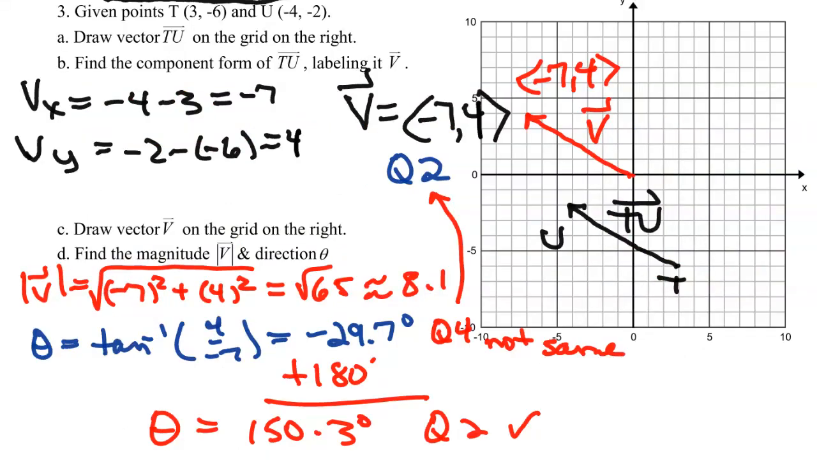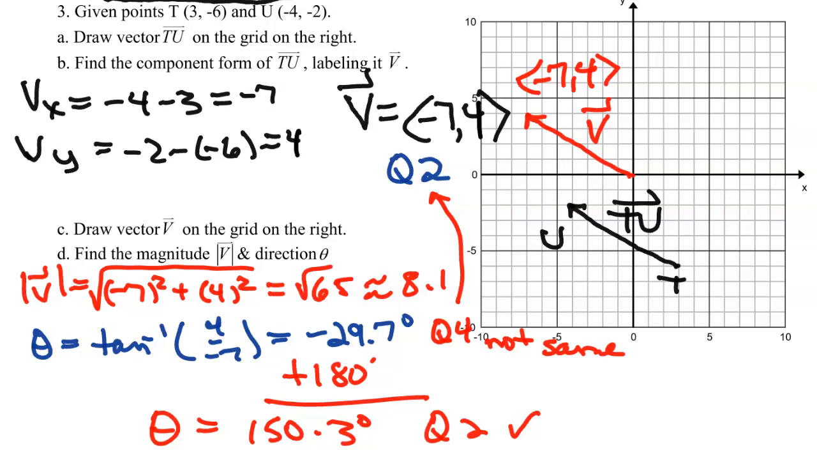Okay, as you can see, I did problem number 3, and if you look at it, I did draw my original TU vector. I rewrote it as vector v by doing the components. I got -7, 4 as the components, and it's the same magnitude and direction as before. I figured out the magnitude and direction. The magnitude is just the x component squared plus the y component squared. Then I take the square root of it: square root of 65, or a little bit more than 8.